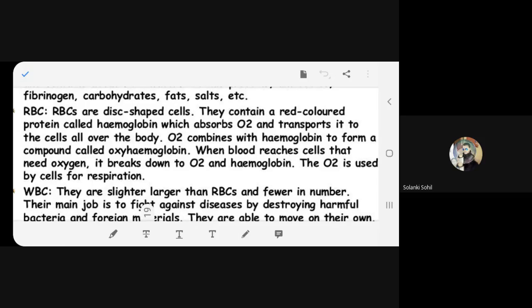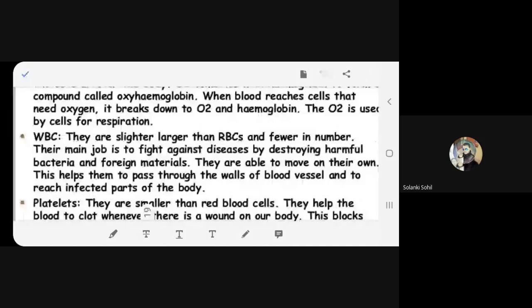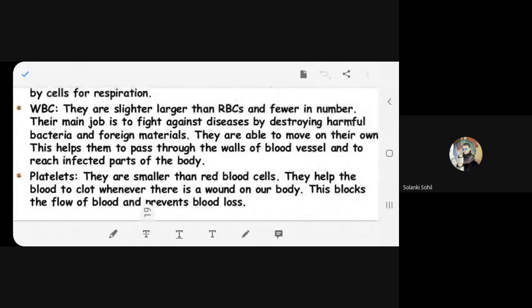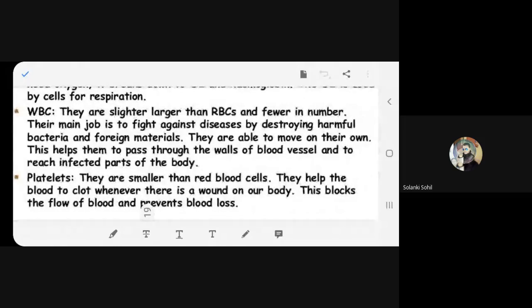Okay. Now let's come to WBC. Hope you have understood the RBC better. Yes, ma'am. They are bigger in size than RBCs, but the numbers are less. What is the main function of WBC? They fight disease. Okay, and how do they fight the disease? If my body has harmful bacteria, what does WBC do?